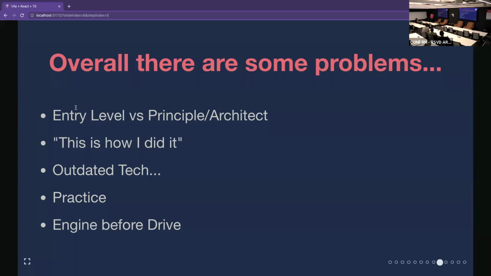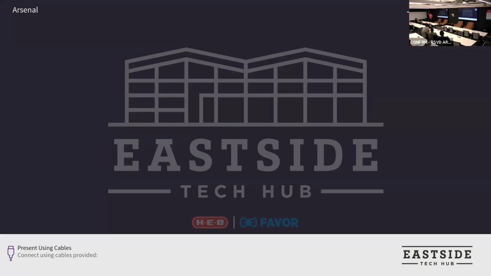There's this concept in coding that you have to know how the engine works before you can drive the car. Anyone here not have a driver's license? Okay, so you all understand what I'm talking about.